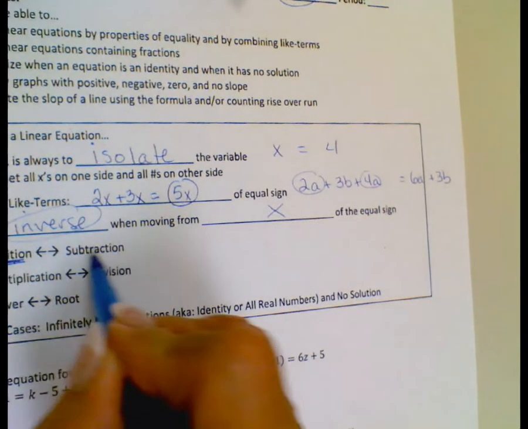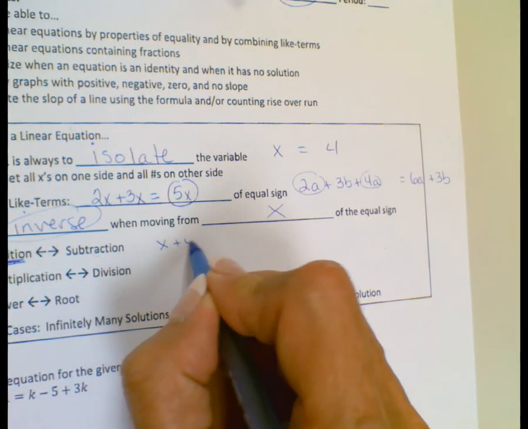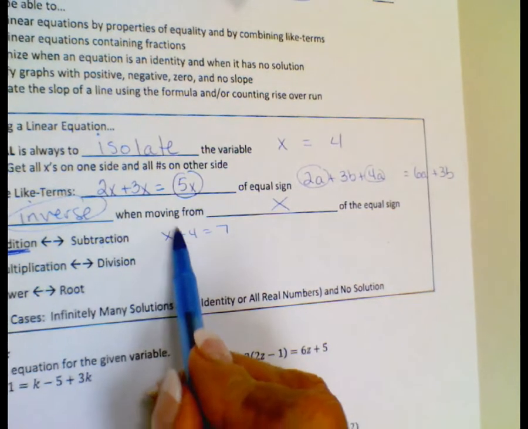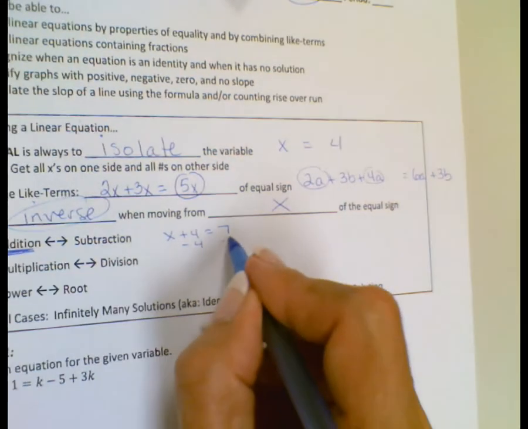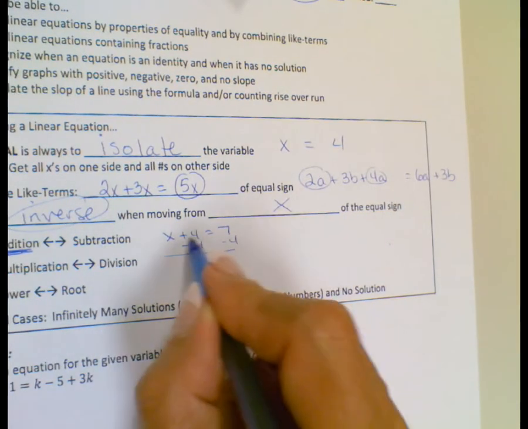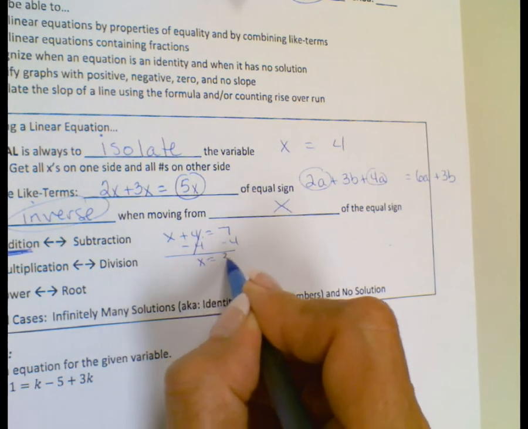If you have addition in a problem, you want to subtract to get rid of it. So I'm going to give you a quick little example. If you had x plus 4 equals 7, how could you isolate the x on the side? How would you get rid of plus 4? You would subtract 4. That's the inverse of adding. The inverse of adding is to subtract. These would cancel. You'd get x equals 3.